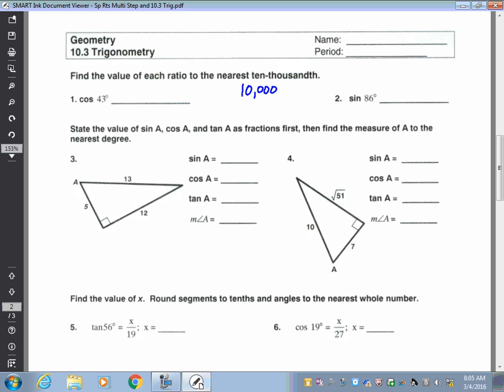I will post a video of how you can do trig on your calculator on your phone. I'll try to have both for Android and Apple. So I'm going to add that video. Make sure you look at that.